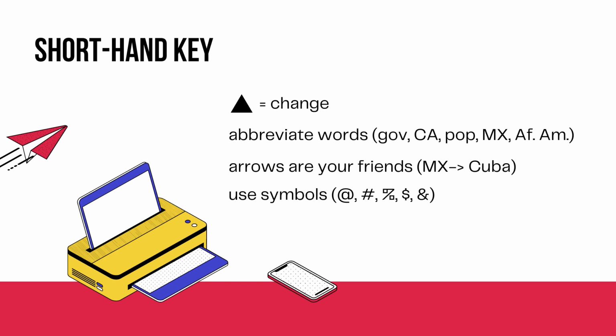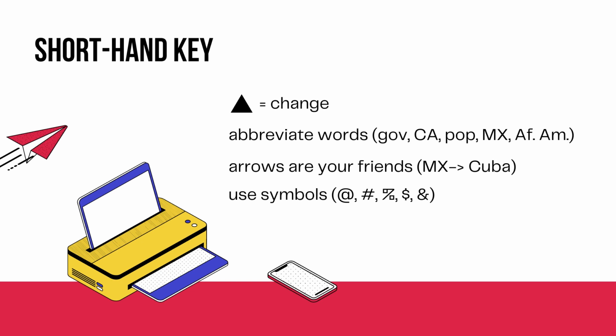So instead of government, I'll put gov, California, CA, population, pop, Mexico, MX, African American, FM. And then something to always keep in mind, arrows are your friends. Maybe the professor mentions something later on in the lecture that's related to something earlier in the lecture, I will draw an arrow.